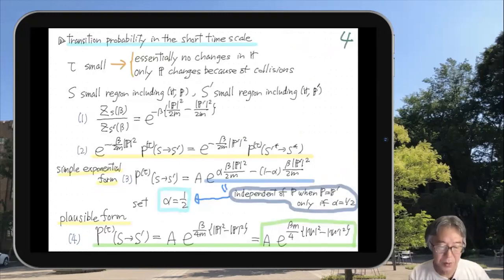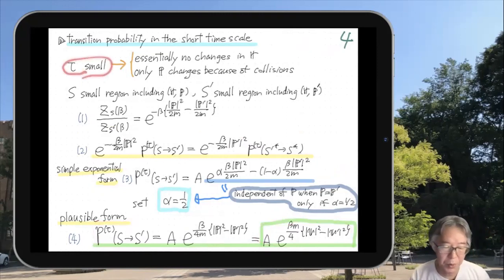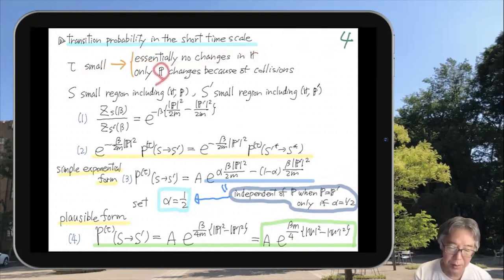Now we want to further argue that, with some plausible assumption, we can further restrict the form of this transition probability like this. What we are going to consider is that we first suppose that this transition time tau is very, very small. In this case, this wiggling particle essentially does not move. So we can safely assume that there is no change in the position r, and only the momentum p changes because of the collision with water molecules.